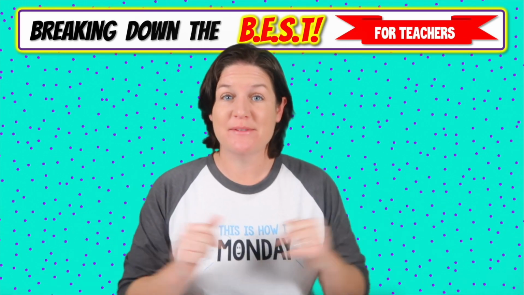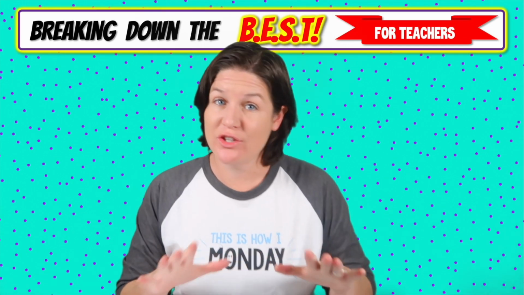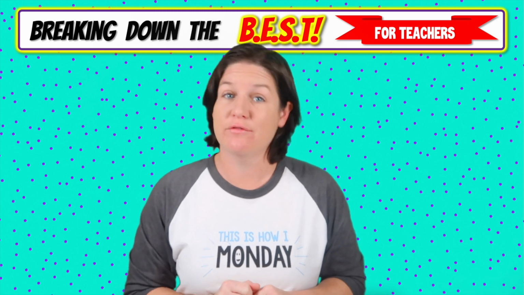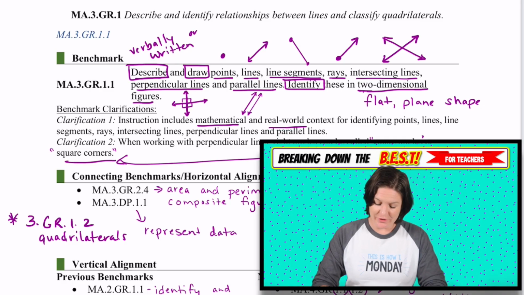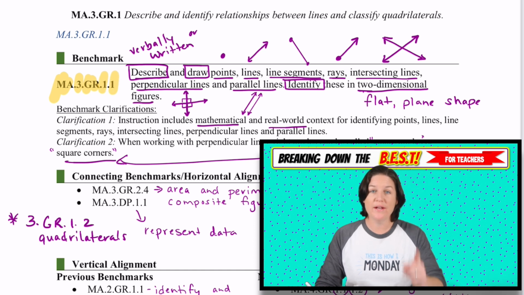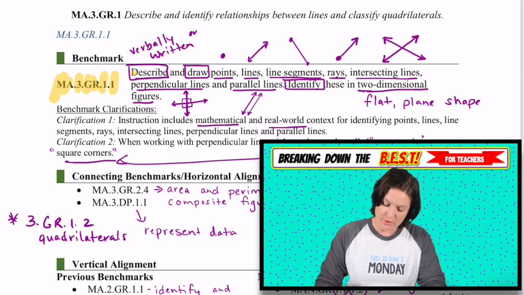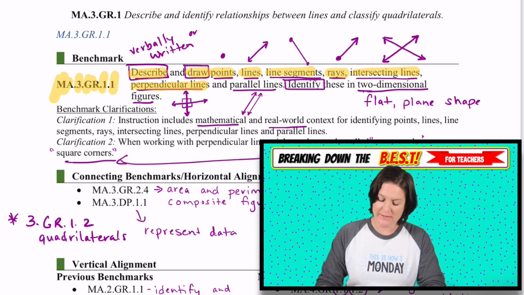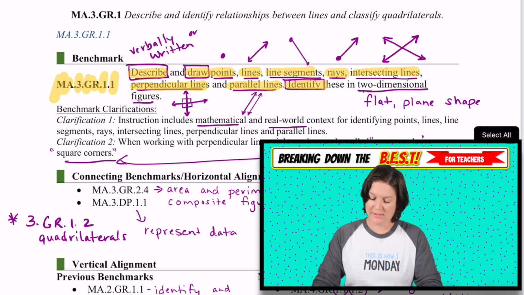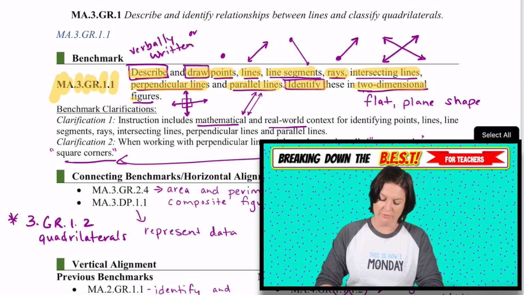Hey everyone, my name is Sarah McCarthy and I am so excited that you are joining me as we break down the following standard. Today's standard is MA.3.GR.1.1 and it says to describe and draw points, lines, line segments, rays, intersecting lines, perpendicular lines, and parallel lines. And the goal is to identify everything we just listed in two-dimensional figures.